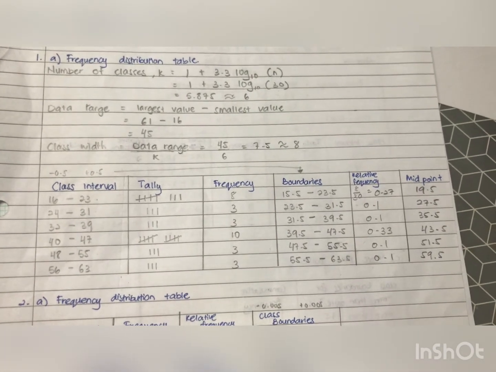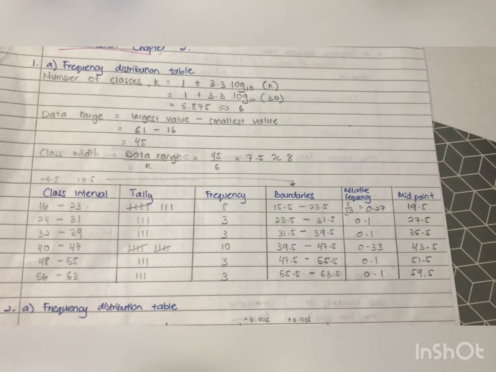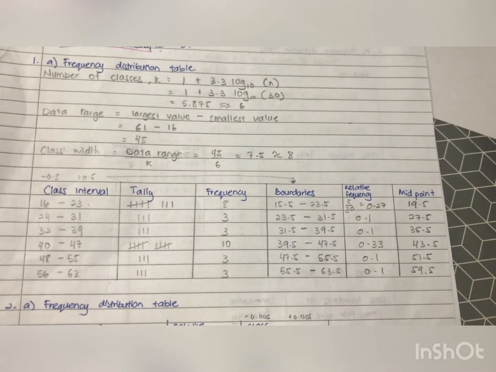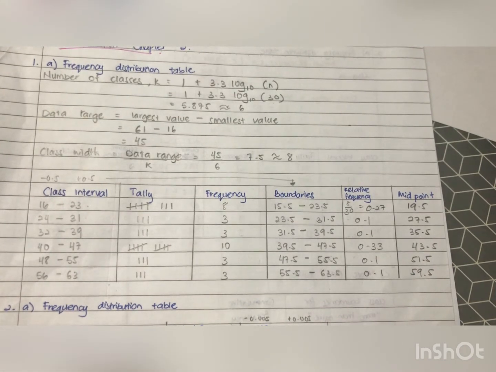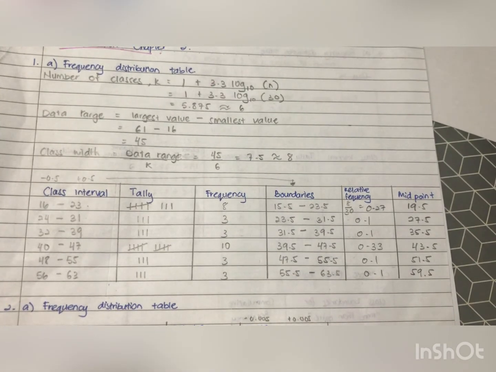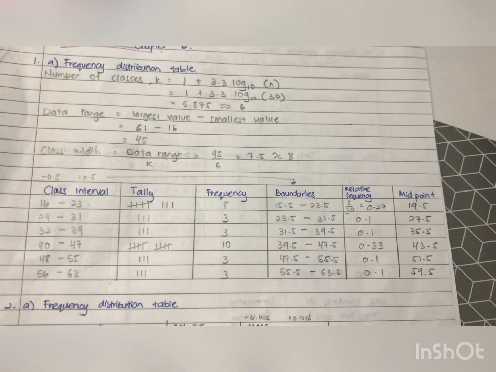So how to find the class boundaries? Class boundaries refer to the class interval. The lower limit will be minus 0.5 and the upper limit will be plus 0.5. You will get the class boundaries for each class.